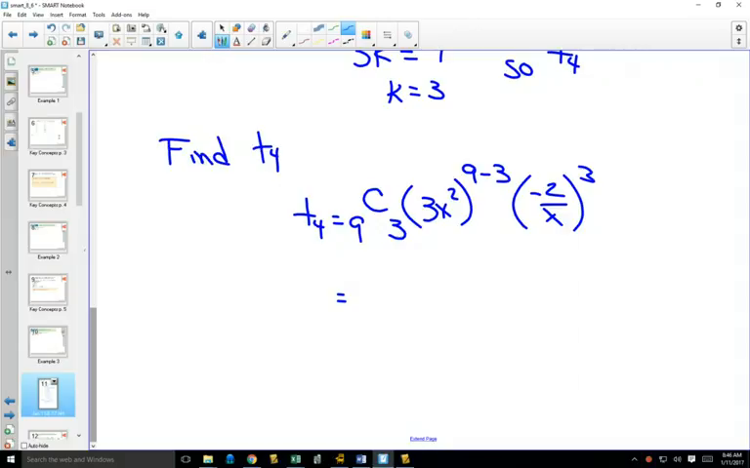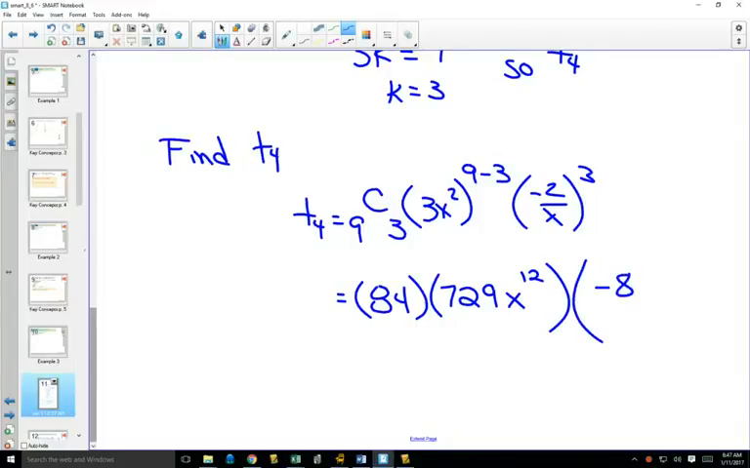So 9 choose 3 is 84. This will be 3 to the power 6, 729. X squared to the power of 6 will be x to the 12. Negative 2 to the power of 3 will be negative 8. And x to the power of 3 will be x to the 3. So figure out each of those three things and simplify them separately. Keep them in brackets. Now it's all multiplied together.